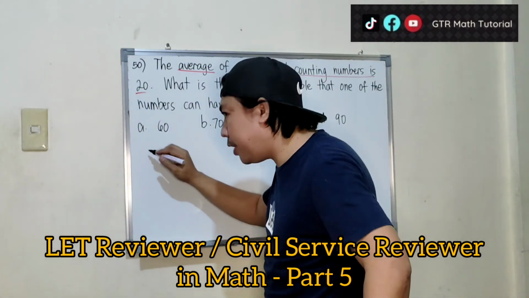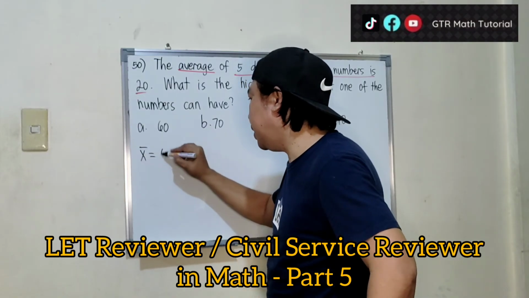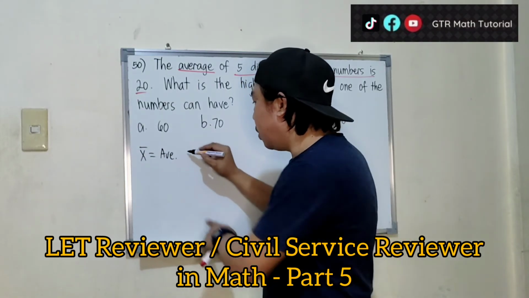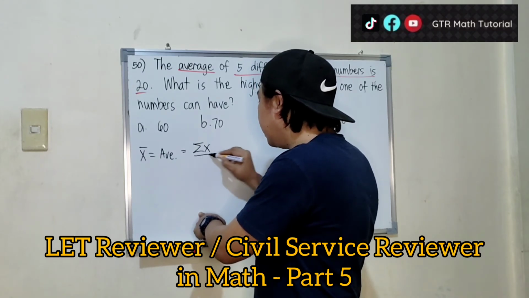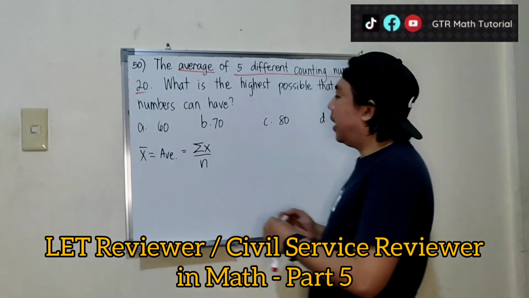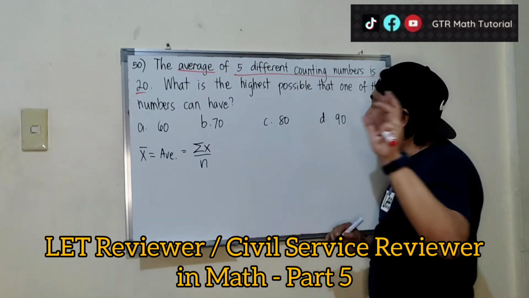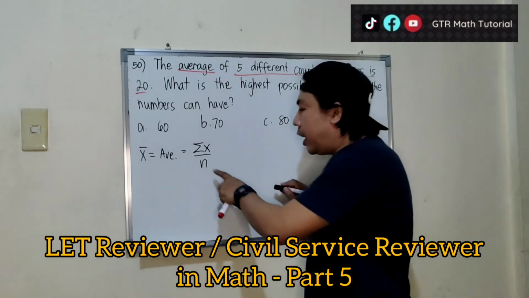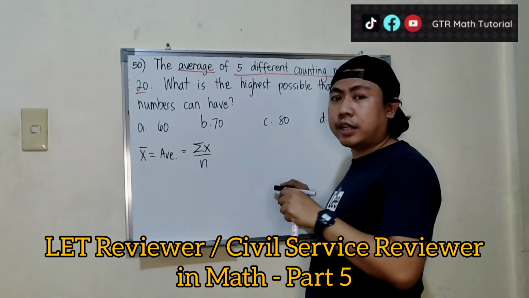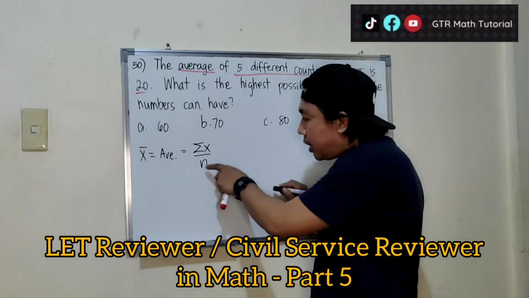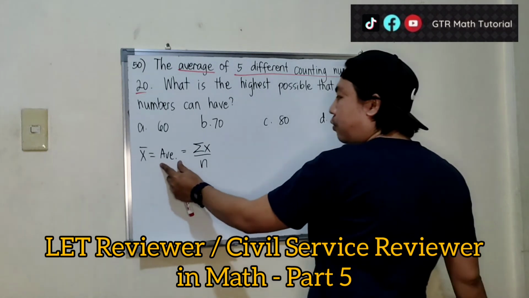Formula ng average or mean, so another term for average ay mean. Ang formula niyan is summation of x over n. X are the scores, or in this example, the 5 counting numbers, and then n is the number of the different counting numbers. So, that is 5. So, gamitin lang natin itong formula na ito.